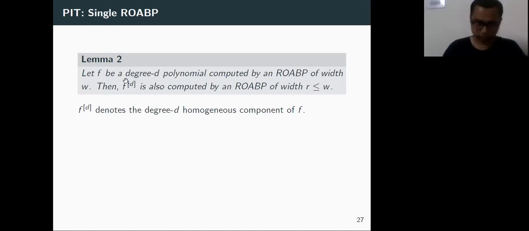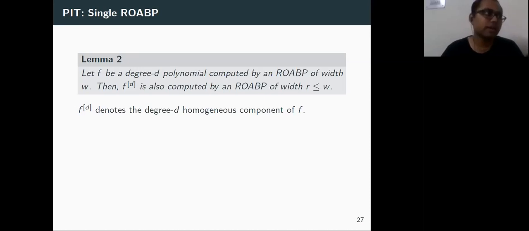Then f of D denotes the degree D homogeneous component of f, the leading homogeneous component of the polynomial, and it will be computed by width R less than or equal to W. So in a sense, I'm saying that the ROAP model is closed with respect to the leading homogeneous component. That means if the whole polynomial was computed by width W, then its top leading part is also computed by width at most W. So this is a nice result.